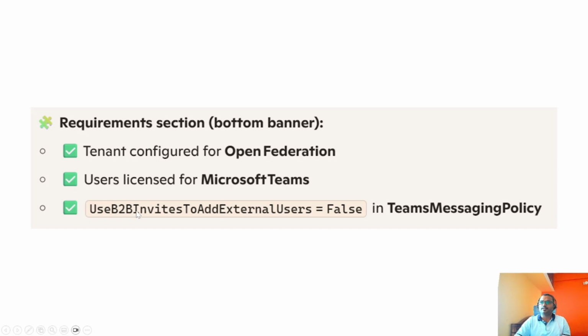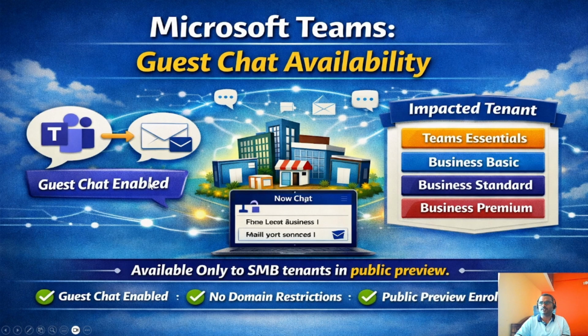So this is the command I was talking about in the Teams messaging policy. This is the parameter, use B2B invites to add external user. You need to make sure this is turned on in your tenant for the users to federate. So guest chat enabled, this is what I was asking about, in Azure Active Directory needs to be enabled. There are two things you need to make sure of: first, that your users are Microsoft Teams licensed, and second, that guest chat is enabled and your tenant is open federated.